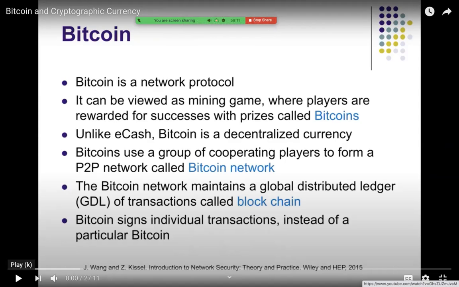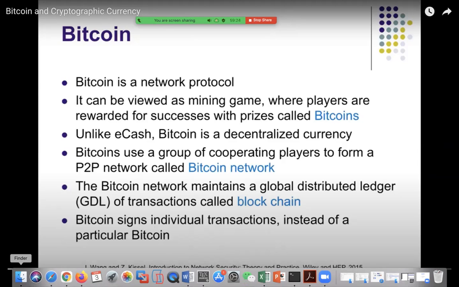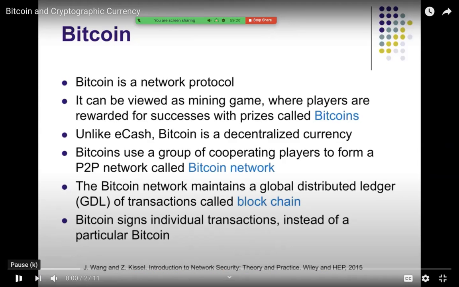So now we are going to look at cryptographic currency. Okay, so Bitcoin in particular. Which is not Ecash, but it's just a game. Video is Bitcoin.